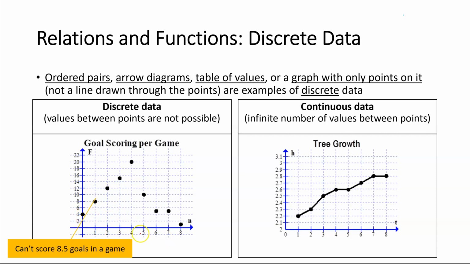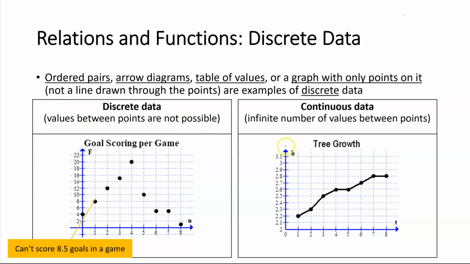But it's discrete data. There's no line drawn through here because, well, you can't score half a goal in a game, right? You can't score 8.5 goals. You can't score 9.5 goals. You either score 8 goals, 9 goals, or 10 goals, right? So that's discrete. Values between points are not possible.